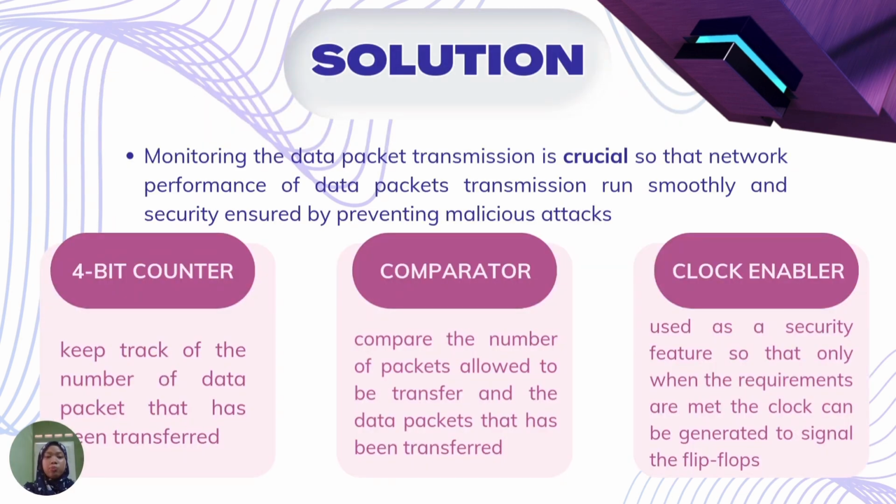Next, the solution for the problem statement is that we need to make sure that when monitoring the data packet transmission, the process will run smoothly. So we have three main components in our circuit: a 4-bit counter, a comparator, and a clock enabler. The function of the 4-bit counter is to keep track of the number of data packets that have been transferred. The comparator compares the number of packets allowed to be transferred with the packets that have been transferred, so that there will be no duplication of the data. Lastly, the clock enabler is the main security feature, where the flip-flop will only generate signals when the requirement of the clock enabler is met.